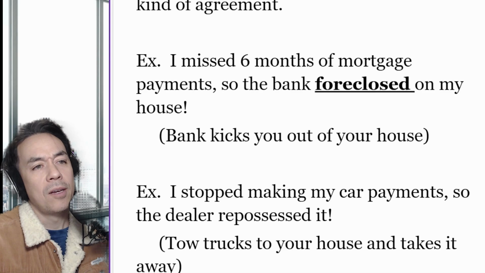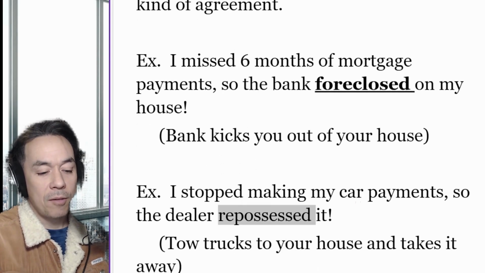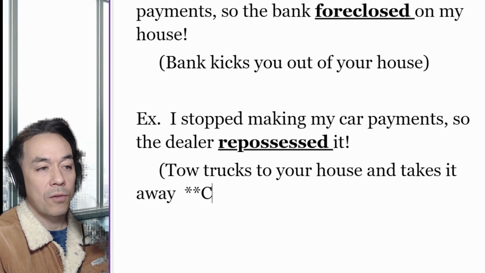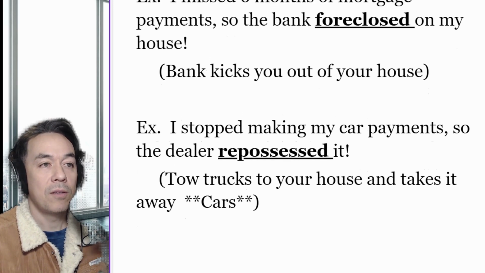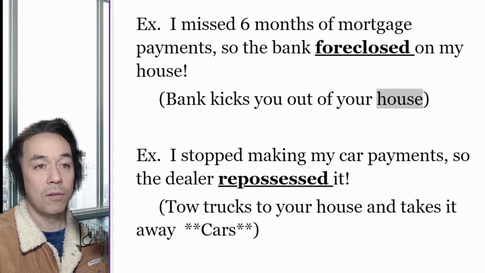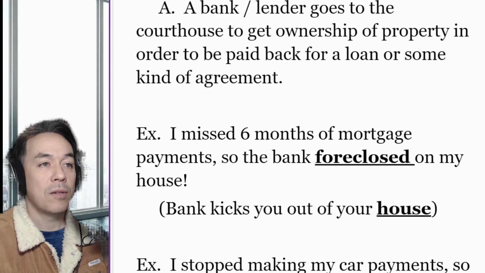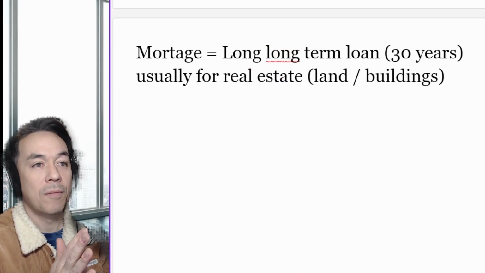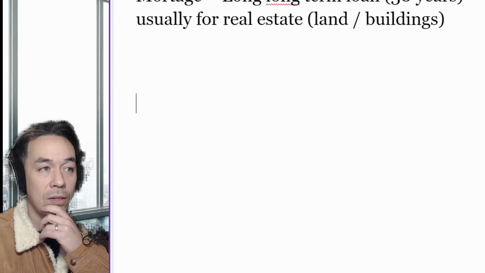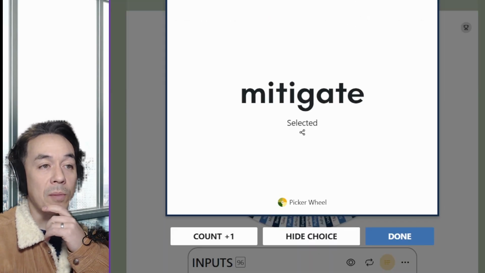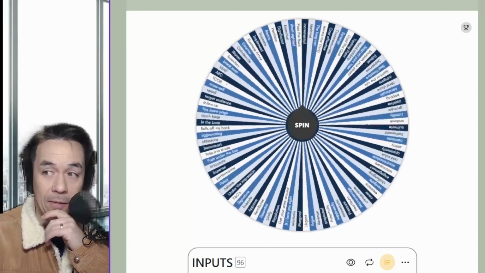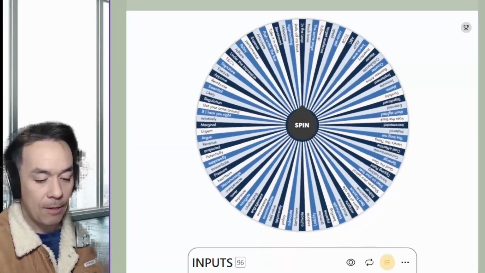We did repossess. That's a bonus word there, usually for cars. And this one usually for a house. Okay, so mitigate. Okay, I think that's enough. Okay. Let's spin again. What else do we got? See if we can do maybe one or two more.